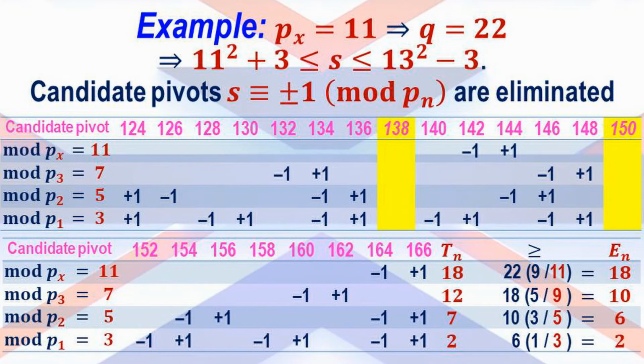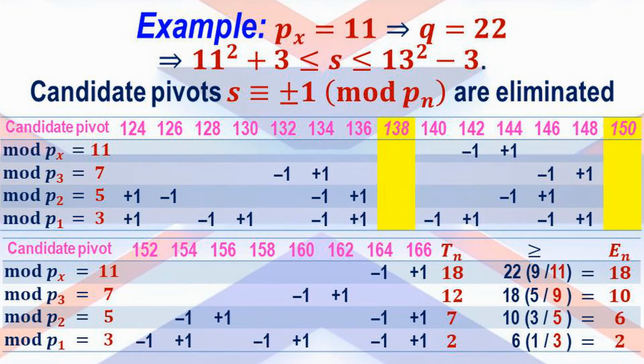So we do the sifting of each of the 22 candidate pivots modulo px equals 11 down to p1 equals 3, 11, 7, 5 and 3 in successive sifting stages, knocking out all of those pivots that are congruent to plus or minus 1 modulo pn. And so we end up with exactly 2 true pivots surviving, and that happens in this instance to be equal to the minimum estimated, which is also 2.